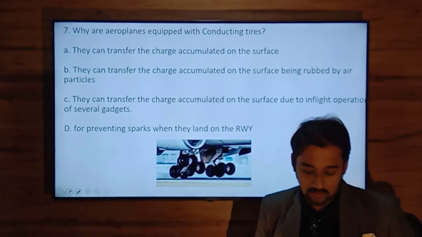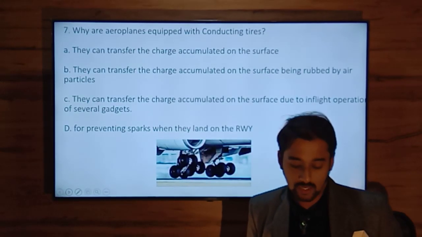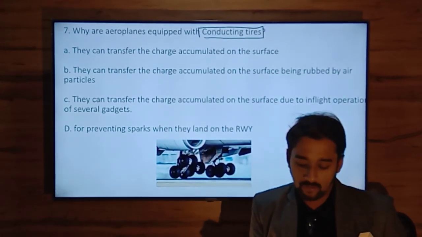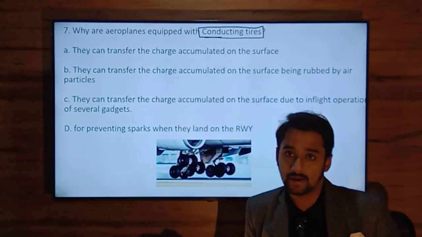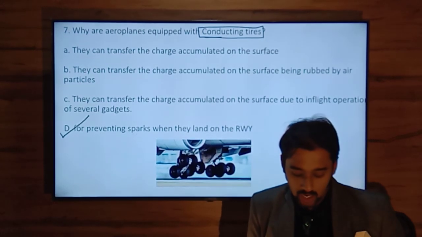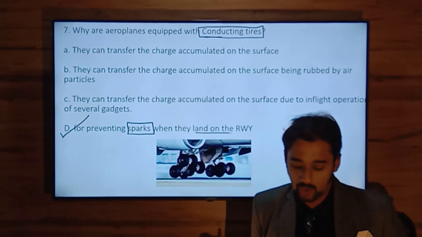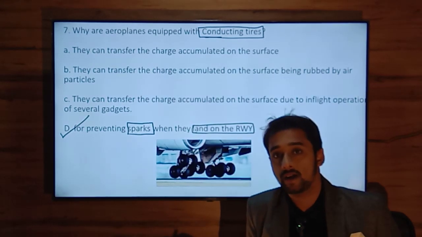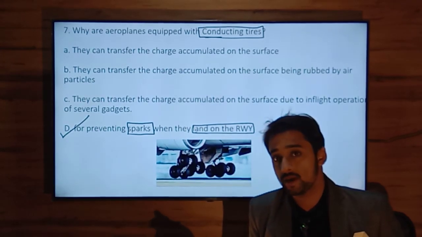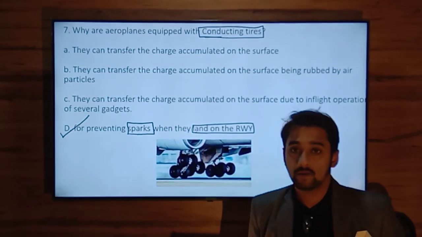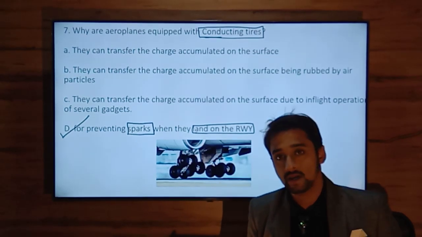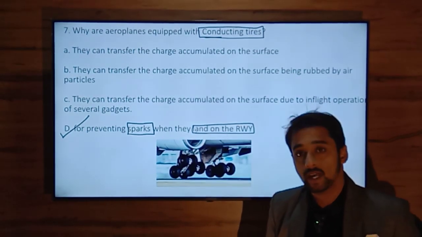Next point, question number 7. Why are aeroplanes equipped with conducting tires? It's a technical question: why do we have conducting tires on the landing gear of aircraft? The reason is to prevent sparks when they land on the runway. When aircraft land on the runway at tremendous speeds, the landing gear can create static electricity due to friction between the landing gear and the ground surface. To dissipate that, we have conducting tires to prevent sparks when they land on the runway. So remember this question, very important.